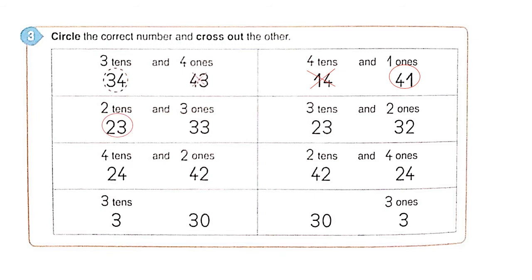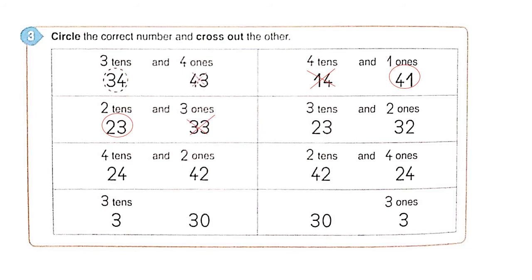We have 2 tens and 3 ones. So we put 2 at the left and 3 at the right because the number of tens has to be at the left and the number of ones has to be at the right. So the number is 23. So we circle 23 and we cross out the 33.